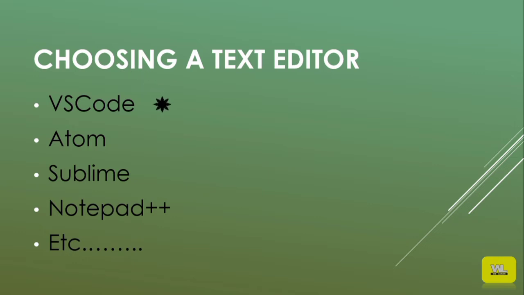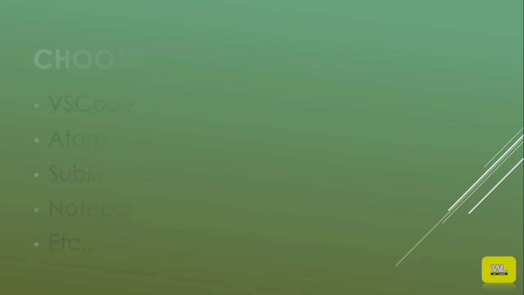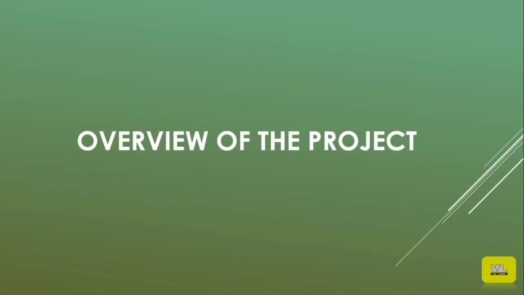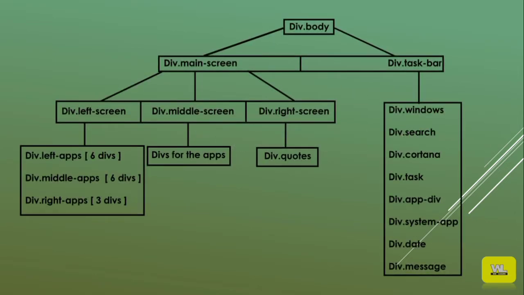Next is the overview of the project. Now let's get started and know how I came up with the plan. To get started, I started with a div, one big div which will contain the whole thing, and I divided this div into two. That is the main screen and the taskbar.